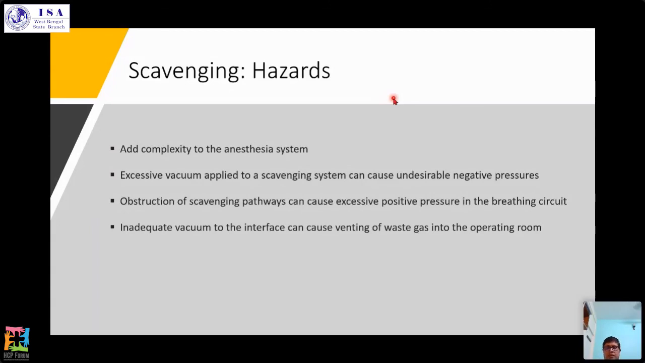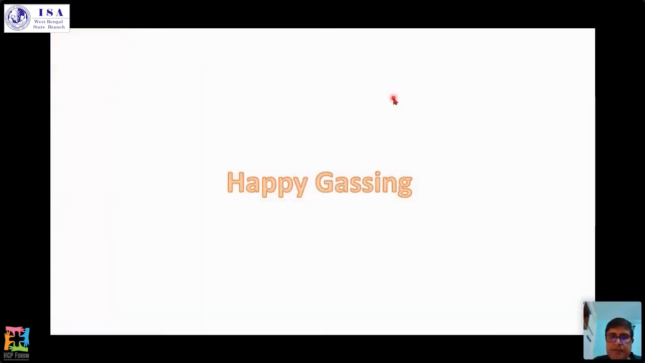So if we have an excessive vacuum applied to the scavenging system, it can have undesirable negative pressures. And if there's an obstruction in the scavenging pathway, it can cause excessive positive pressure in the breathing circuit. If it's an inadequate vacuum, especially at an open interface, then it can cause venting of the waste gases into the operating room. So I guess let's call it a day for today or evening.